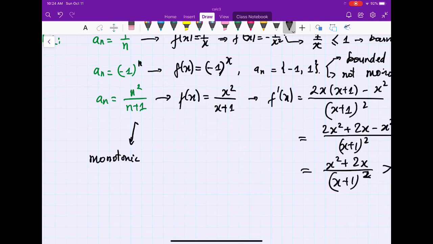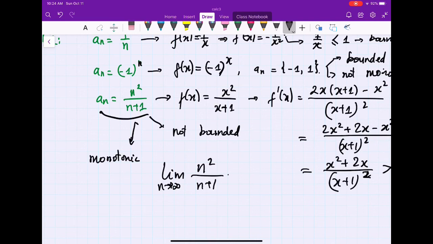But this sequence is not bounded. It's obvious because on the top you have a square, and in the bottom you have just a linear function. The limit of n squared over n plus 1 as n approaches infinity equals infinity. So the limit does not exist in the sense that a finite limit does not exist.